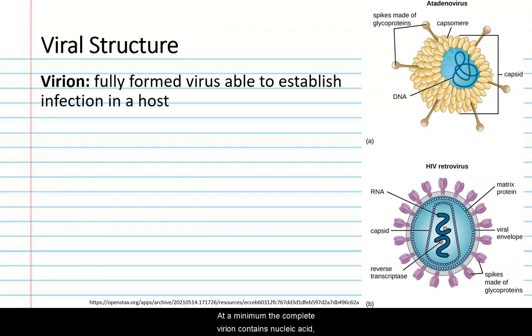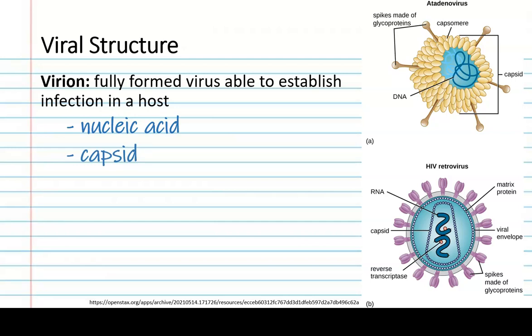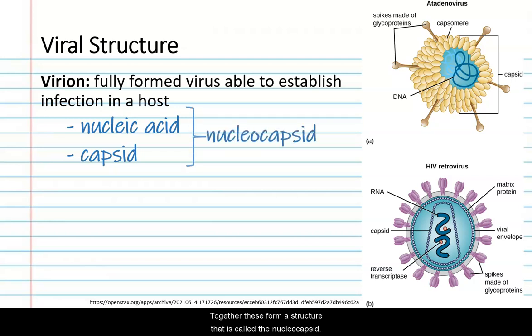At a minimum, the complete virion contains nucleic acid, which can either be DNA or RNA, but it's never going to be both. Surrounding that nucleic acid is a protein coating called the capsid. Together, these form a structure that is called the nucleocapsid. Some viruses have an envelope that is composed of phospholipids.